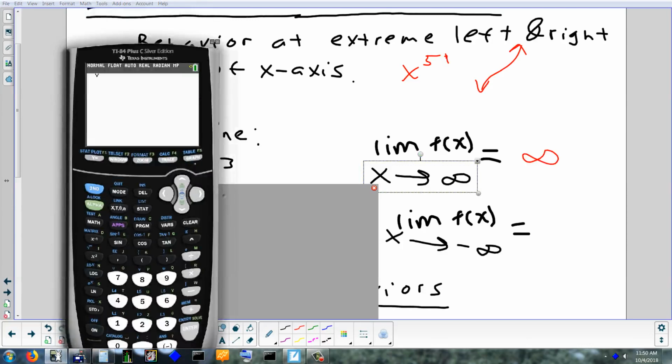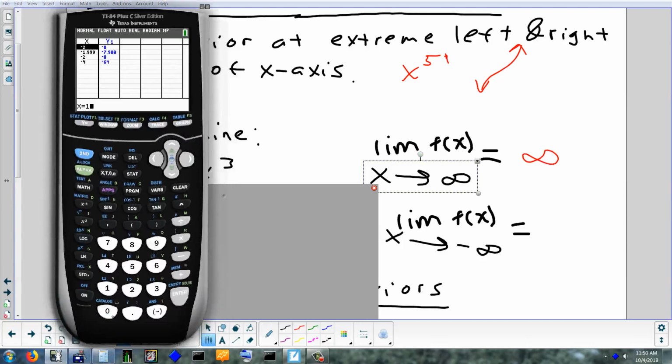If I look at my table, look at what happens as x gets bigger and bigger. If x is 10, we're at 1,000. If x is 15, we're up over 3,000. If x is 25, we're at 15,000. As x gets bigger and bigger, y just keeps getting bigger and bigger, and it's not slowing down at all.